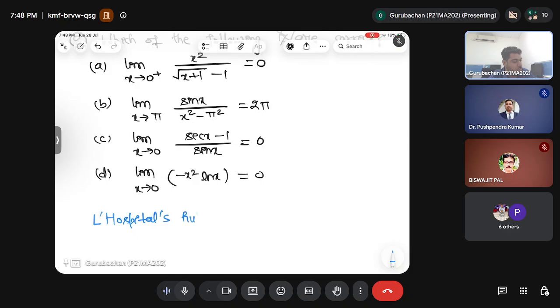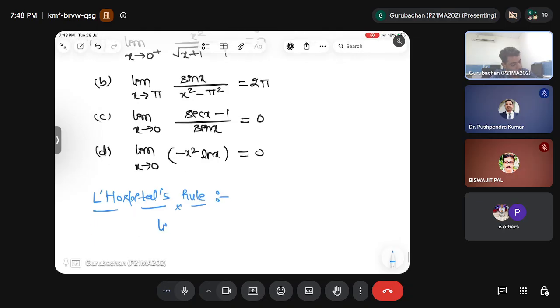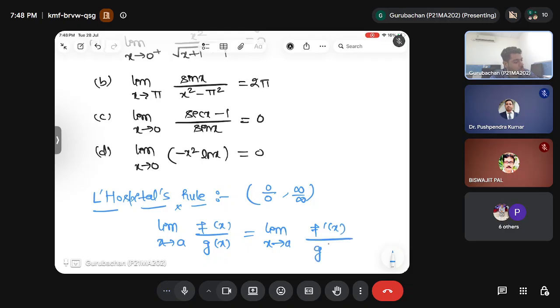So it is pronounced like L'Hopital, not L hospital. It is applicable only on these two indeterminate forms. Whenever you feel like your function, or your form, is coming out to be like this, you can say that this limit is nothing but f dash. You can do the derivative separately.